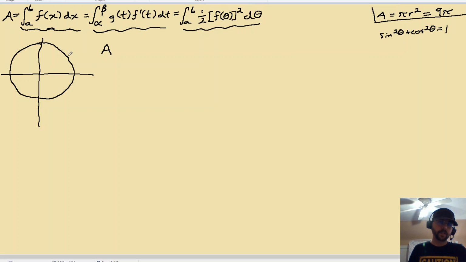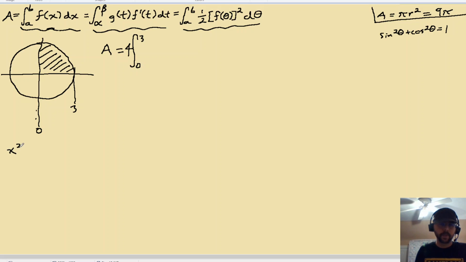So back to our circle, we're just going to find the area of this portion and multiply it by 4. This goes from x equals 0 to x equals 3. So we're going to say 4 times the integral from 0 to 3 of our f of x, as I just showed on the other screen, but I can work out down here, x squared plus y squared equals 9. 3 squared is 9. This is our formula that we're starting with.